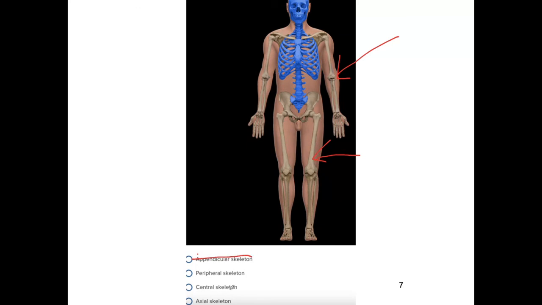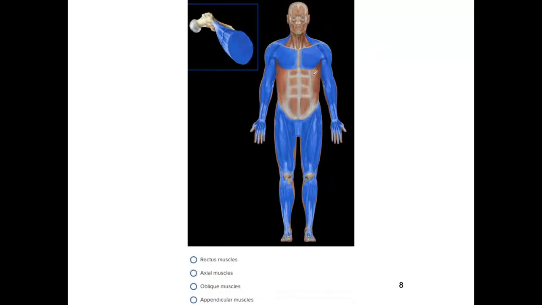Peripheral skeleton and central skeleton. Dr. Lindner never mentioned peripheral skeleton or central skeleton. What I did mention was peripheral neural system and central neural system, but I never used peripheral and central in reference to the skeleton, so we can cross those two out. And what we're left with is the axial skeleton. Everything here in that center in blue is axial.